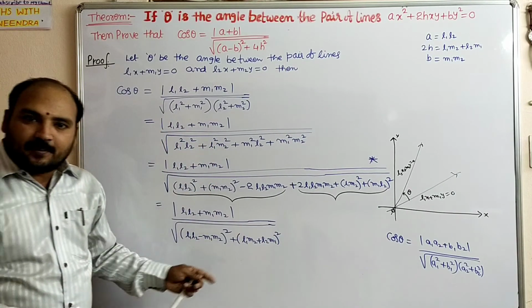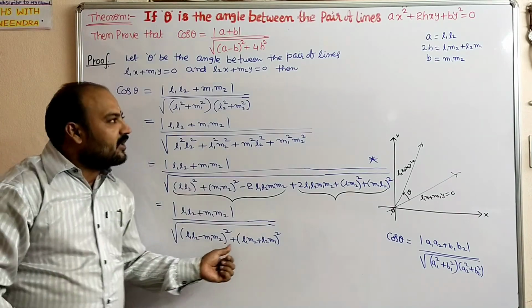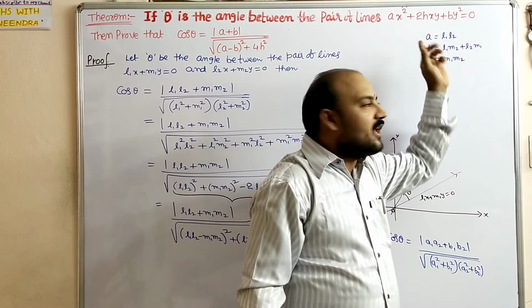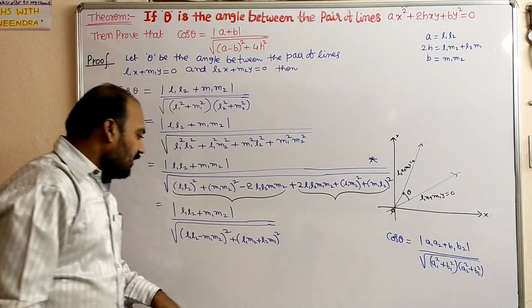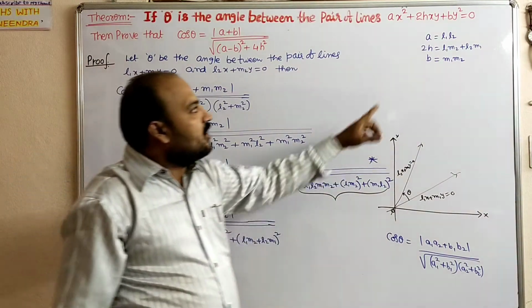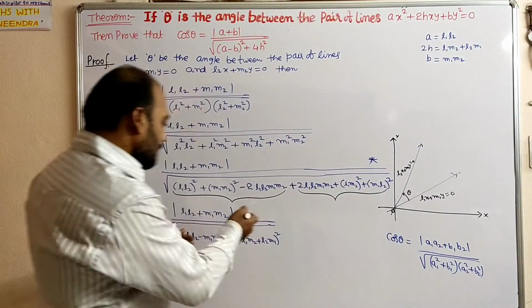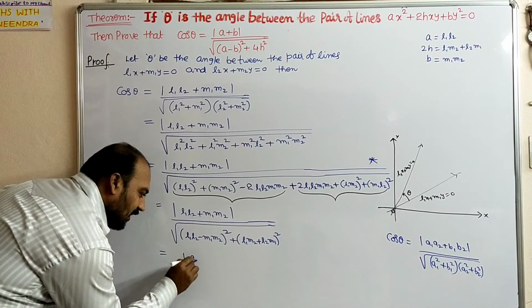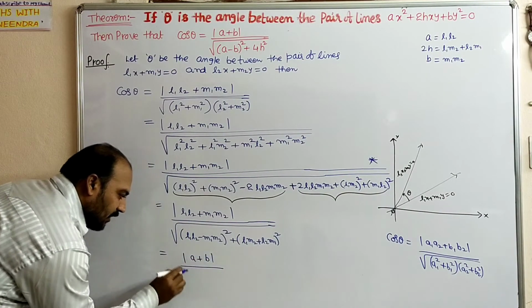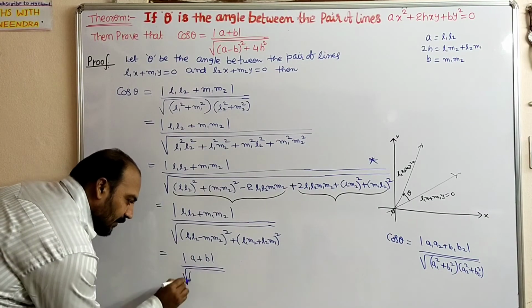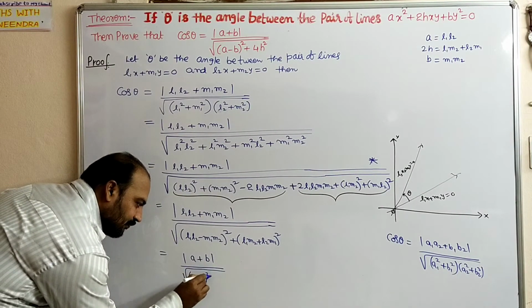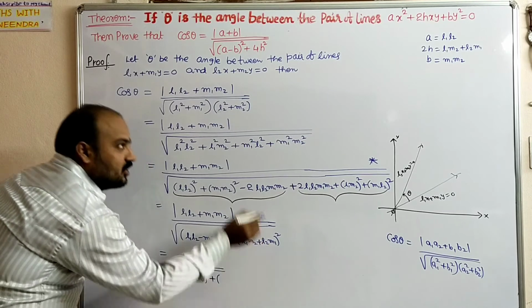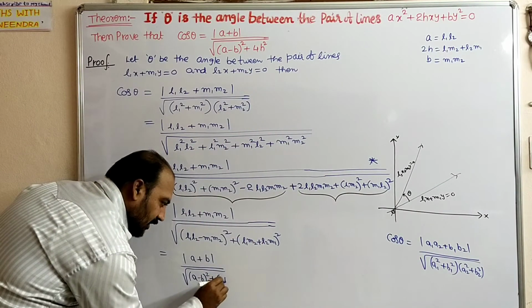After writing this step, what is the value of L1 L2 plus M1 M2? L1 L2 means A, M1 M2 is B, and L1 M2 plus L2 M1 value is 2H. So these values you have to replace here. You will get mod A plus B divided by square root of A minus B whole square plus L1 M2 plus L2 M1, whose value is 2H, so 2H whole square.